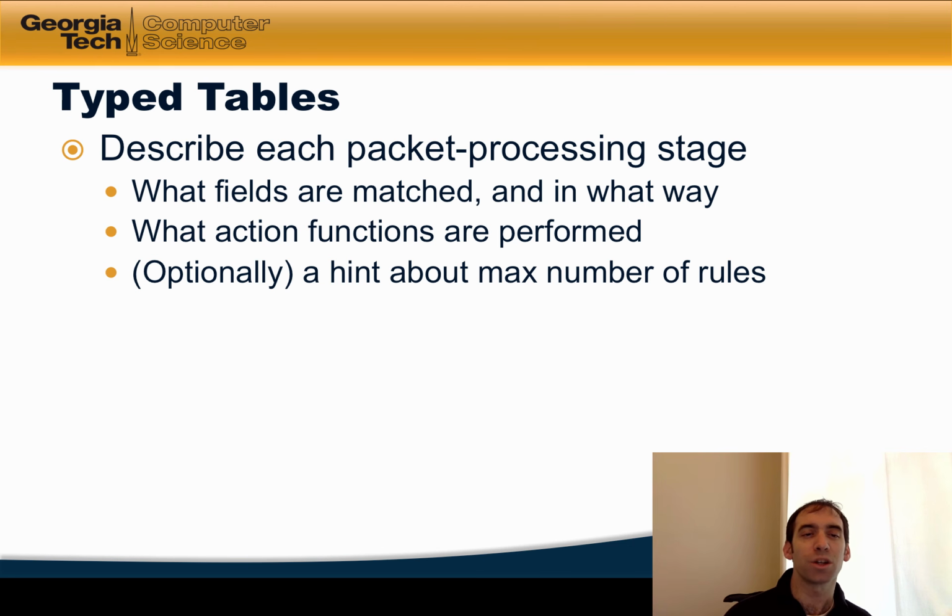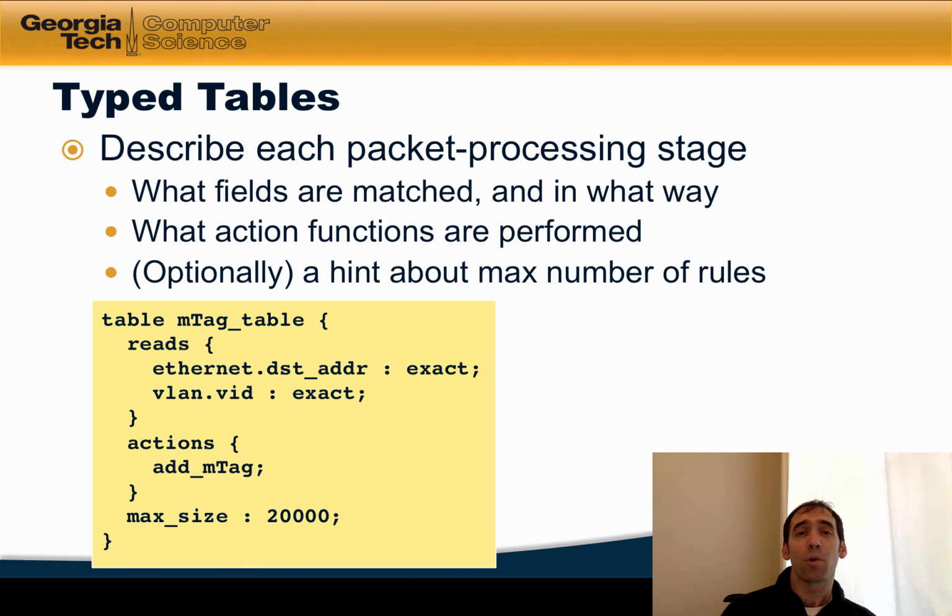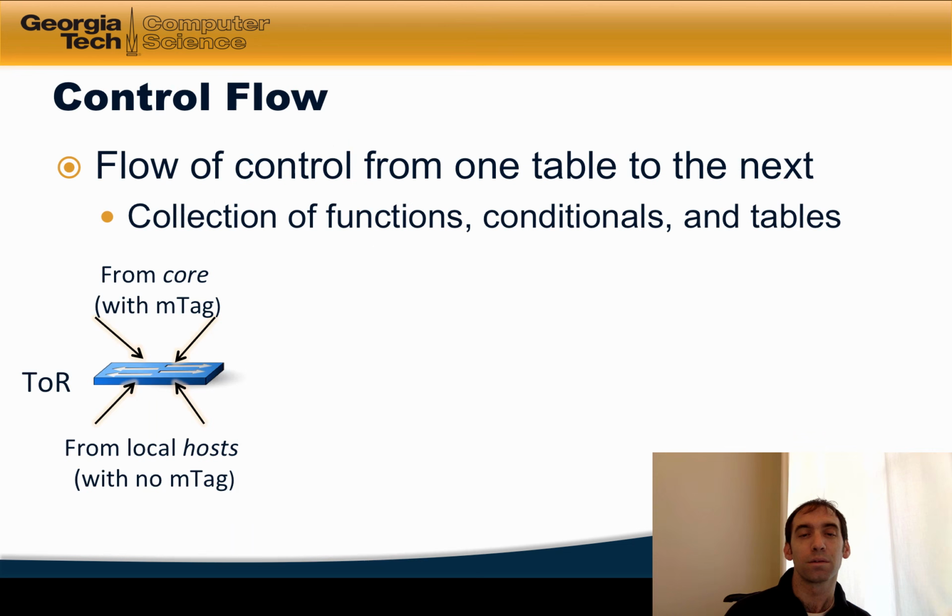The type table specification allows the programmer to specify which fields are matched and how, and what action functions are performed at each stage. Optionally, these tables can provide some hint about the maximum number of rules that might be inserted into that table. Here's an example of a type table supporting the push of the MTAG that we just explored. This table reads the Ethernet and the VLAN headers and has an action to add an MTAG.